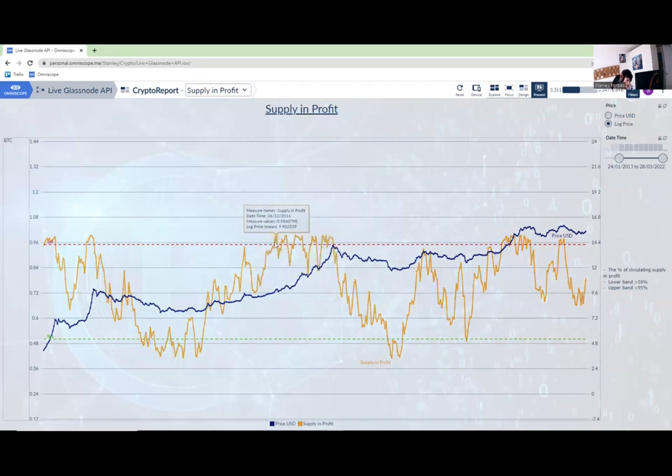So we must be careful on these parabolic run ups not to take profits too early. But it is still interesting that it shows that the market was overheated back here, for example, in November. This would have been a pretty good signal to maybe get out of the market before this period of bearishness. And so this is supply in profit.